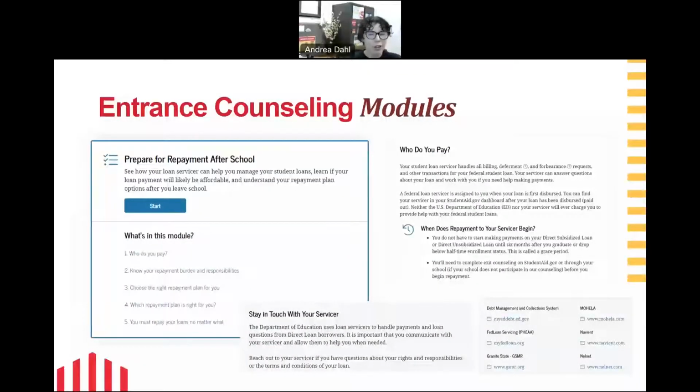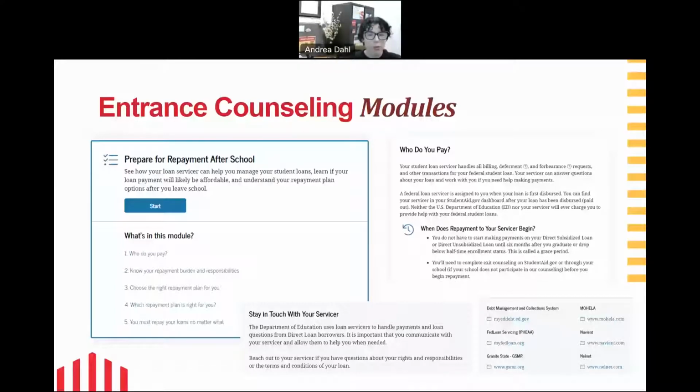The next section is preparing for repayment after school. You'll learn about how you will make payments and who you will make your payments to. If you will be assigned a loan servicer, you'll have to set up an account on their website to view your loan balance and make payments. Also, any interest that you do pay on your loans can be deducted from your taxes, so your servicer will have that tax document for you each year too. A couple of loan servicers are Mohela, FedLoan Servicing, and Aidvantage.